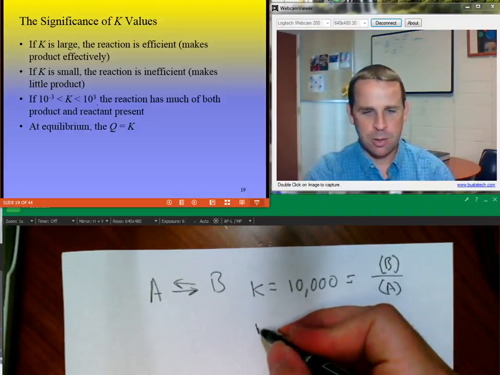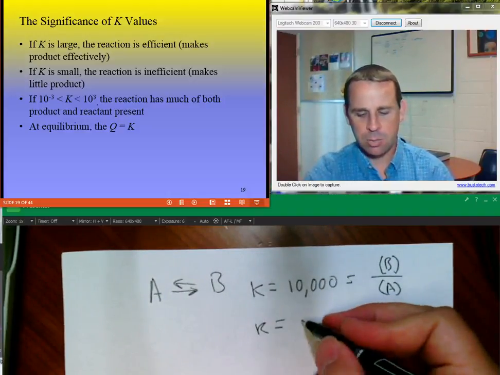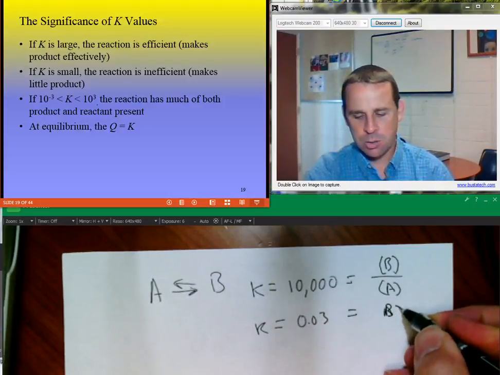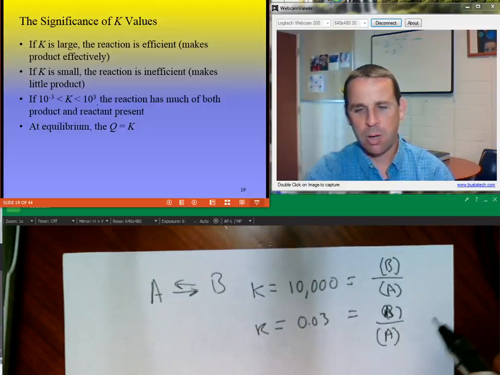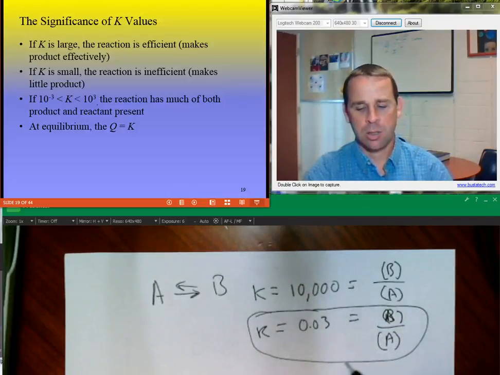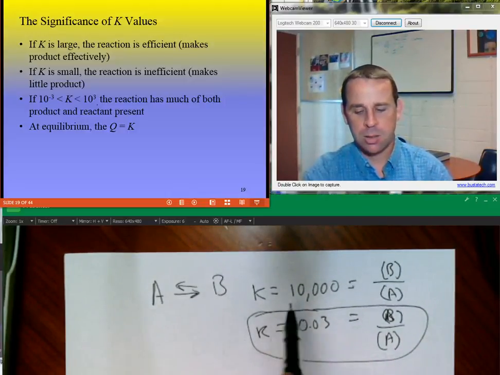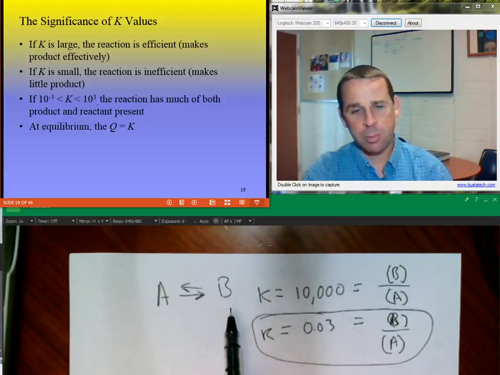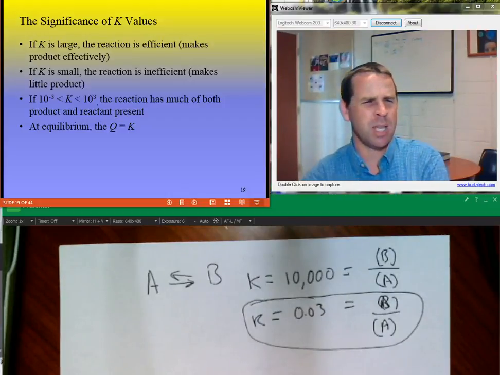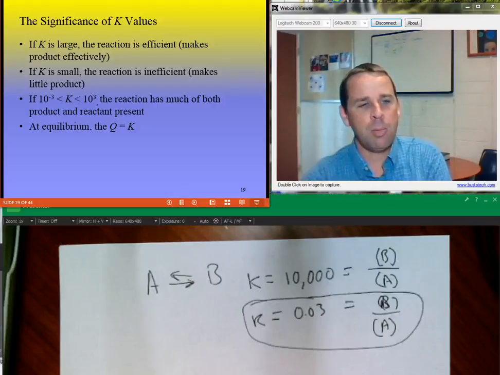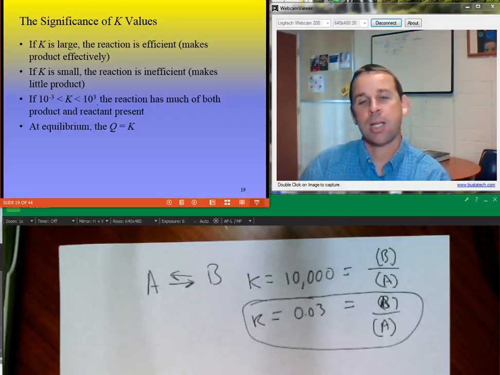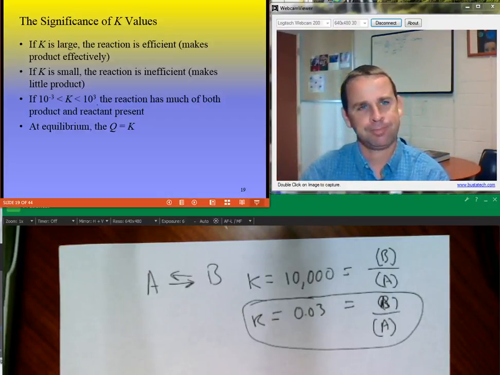If the K for this reaction was 0.03, very small, it's still talking about the concentration of B over the concentration of A, right? Therefore, under those conditions, the equilibrium favors the reactants. So a large value means the equilibrium favors the products, and a small value means it favors the reactants. Now, what does it mean when we say equilibrium favors something? All that means is that the concentration of that side, the reactants or the products, is higher compared to the concentration of the other side.